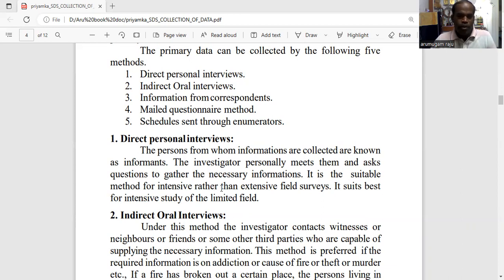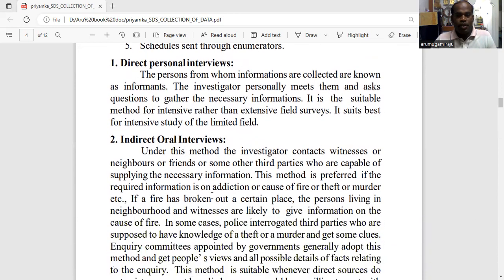So the second method is indirect oral interview. In this method, the investigator contacts witnesses or neighbors or friends or some other third parties who are capable of supplying the necessary information. So this is indirect oral interview.